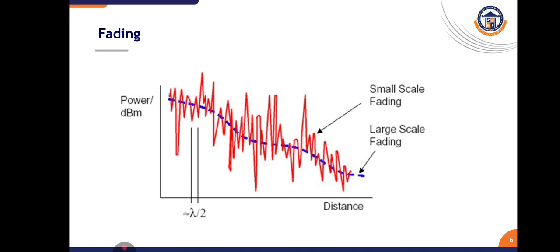In small scale fading, it is represented by the rapid fluctuation. That is the red curve. You can see in the graph the fluctuation around the average power. The power changes over a very short distance, on the order of lambda by 2, as shown in the figure. So small scale fading is caused by multipath propagation, and can cause deep fades and rapid signal strength variation.